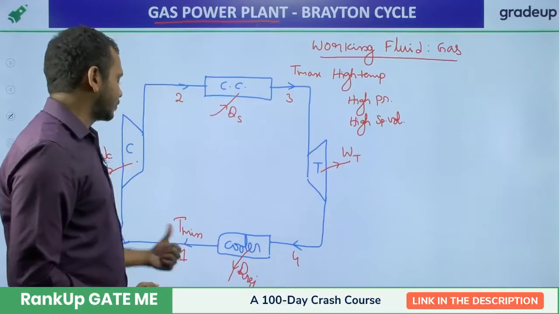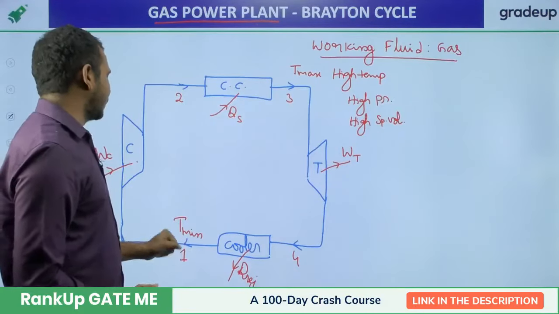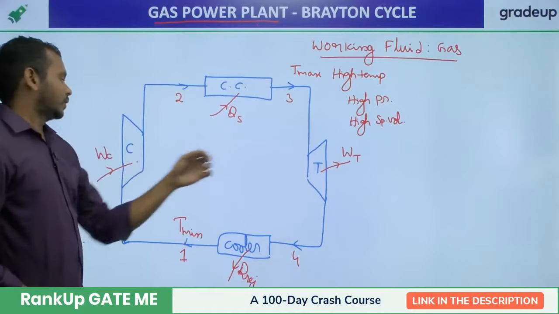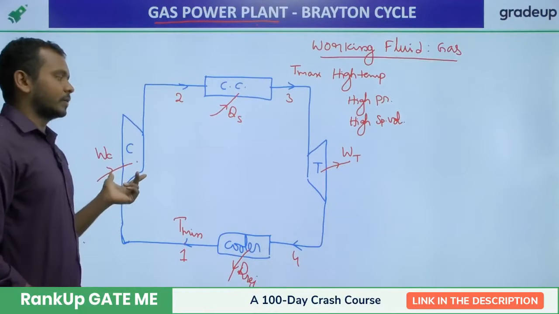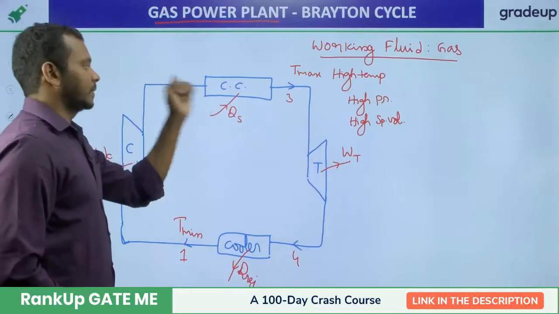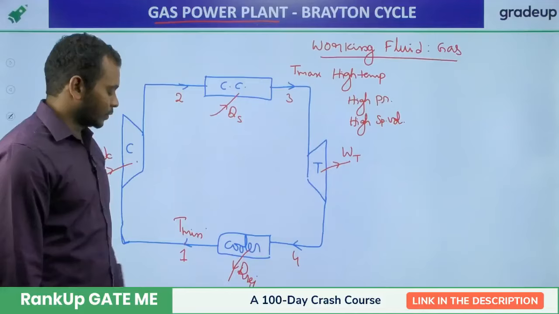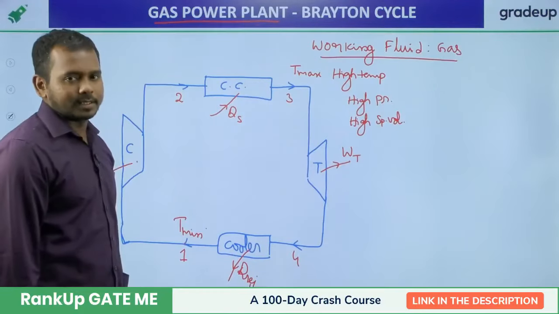During this cycle, you can see there are 4 processes in 4 components. In the compressor we see isentropic compression, in the combustion chamber constant pressure heat addition, in the turbine isentropic expansion, and in the cooler constant pressure heat rejection.